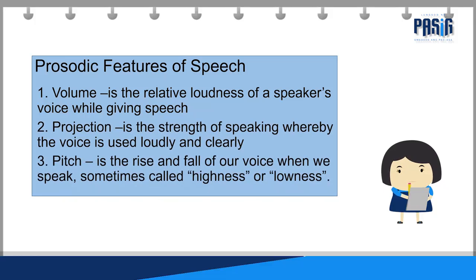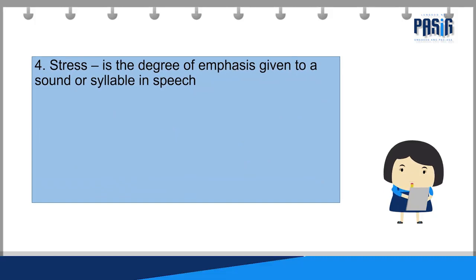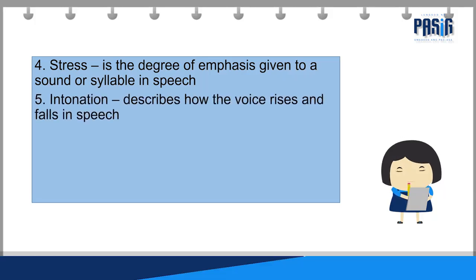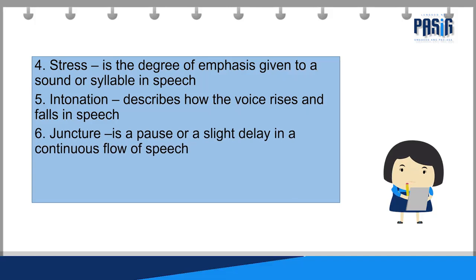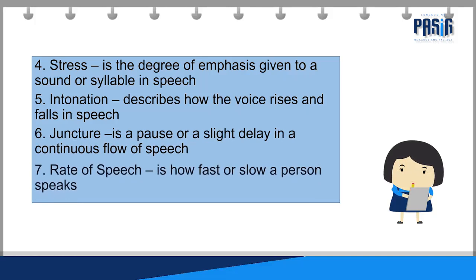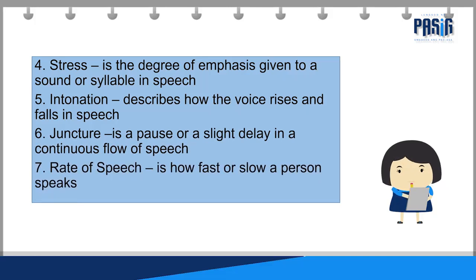Number 3. Pitch is the rise and fall of our voice when we speak, sometimes called highness or lowness. Number 4. Stress is the degree of emphasis given to a sound or syllable in speech. Number 5. Intonation describes how the voice rises and falls in speech. 6. Juncture is a pause or a slight delay in a continuous flow of speech. Lastly, number 7. Rate of speech is how fast or slow a person speaks.